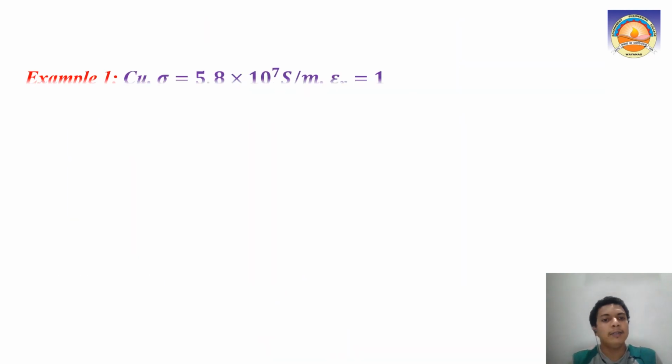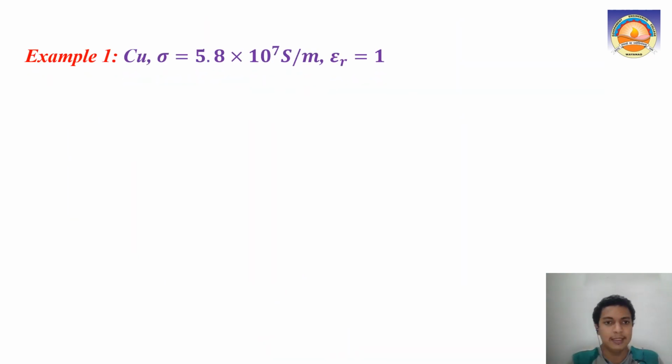Clear? Now let us take two examples. If we take copper, the conductivity is quite high. As we know, copper is a good conductor, so it is 5.8 into 10 power 7 Siemens per meter, and your relative permittivity is equal to 1. For any conductor, the relative permittivity is taken as 1.